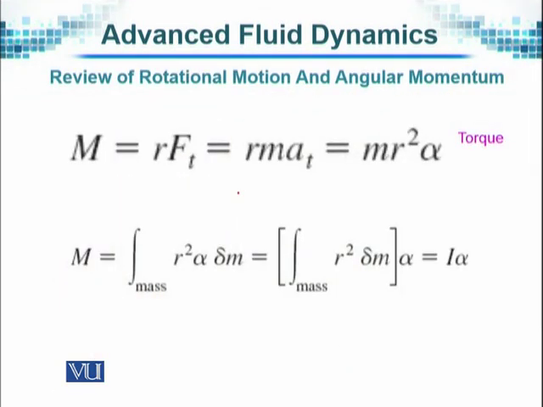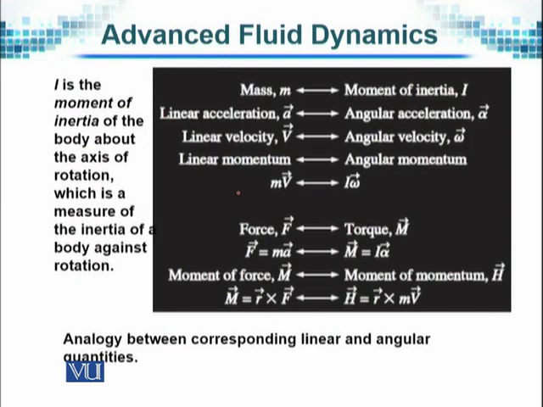M is equal to r F_t, and that is in turn equal to r m a_t, since force is equal to ma. So it is m r squared into alpha, and M is equal to the integral of r squared alpha into delta m, where delta m is a small mass. This can be written as I into alpha, where I is the standard notation for the moment of inertia of the body.